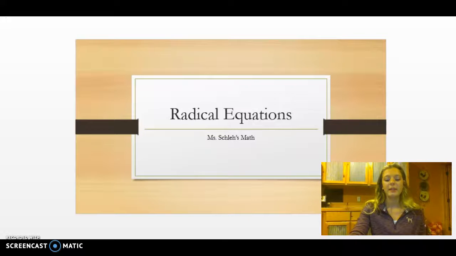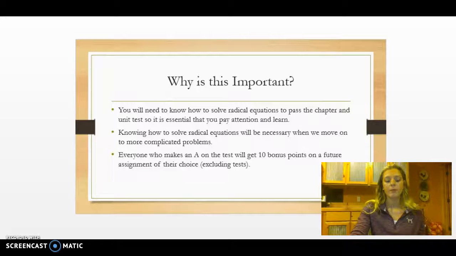Hello students, today we'll be learning about how to solve radical equations. Pay close attention because this lesson is very important. You'll need to know how to solve radical equations to pass the chapter and unit tests. And also, knowing how to do a radical equation is important when we get to harder lessons, so make sure you're paying really close attention.